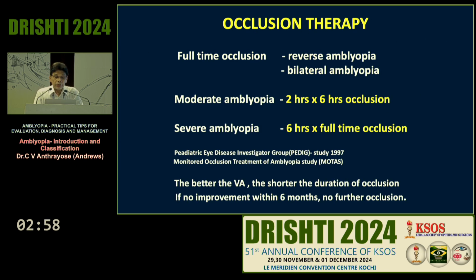Full-time occlusion should be given in bilateral amblyopia. In moderate amblyopia, 2 hours to 6 hours of occlusion should be given, and in severe amblyopia, 6 hours to full-time occlusion should be given. Different studies suggest that the better the visual acuity, the shorter the duration of occlusion. If there is no improvement within 6 months after occlusion, no further occlusion should be given, as that will not give any result.